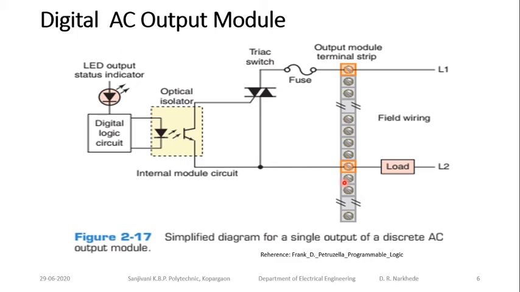As with the input circuit, the output interface is usually provided with LEDs that indicate the status of each output. So if you have 8 outputs, 10 outputs, 20 outputs, whatever the number of outputs, each and every output has its status indicator.